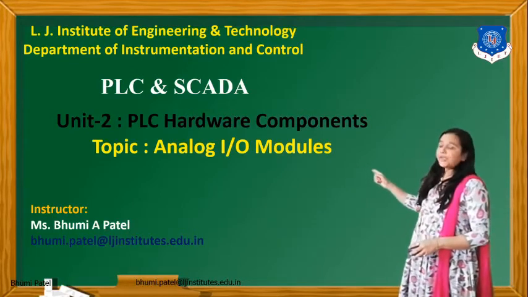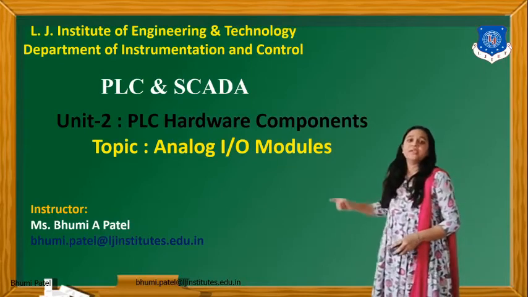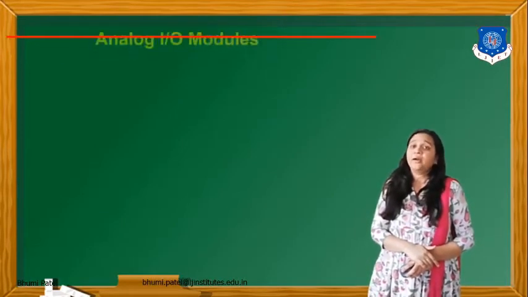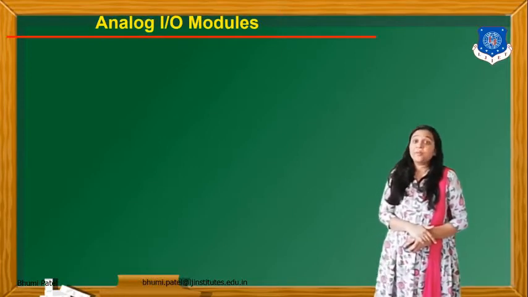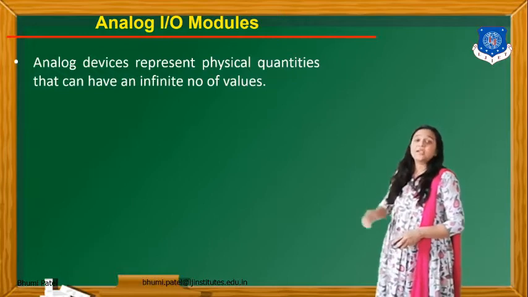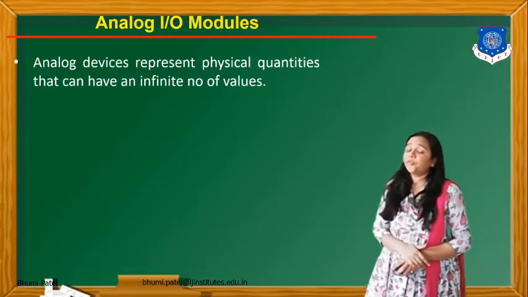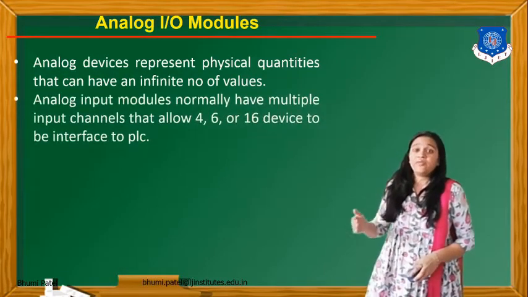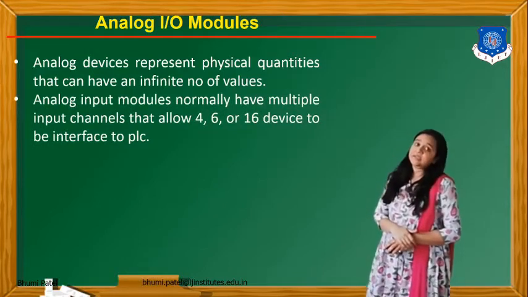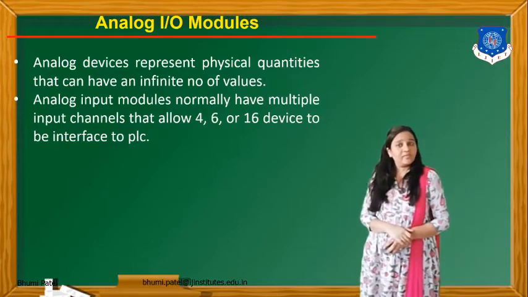Today our topic is analog I/O modules in Unit 2, PLC hardware components. In the last session, we studied the analog I/O modules, which represent physical quantities that can have an infinite number of values, and have multiple input channels that allow 4, 6, or 16 devices to be interfaced with the PLC.